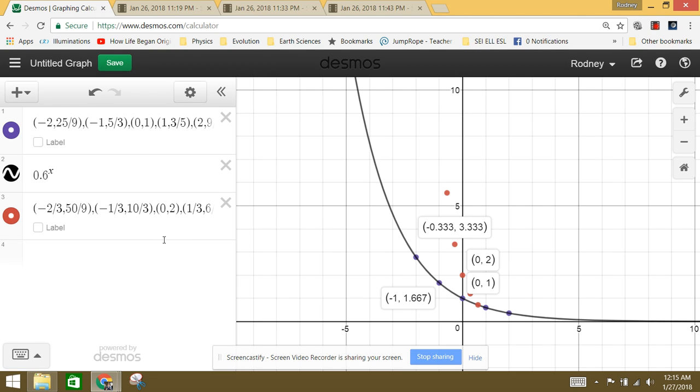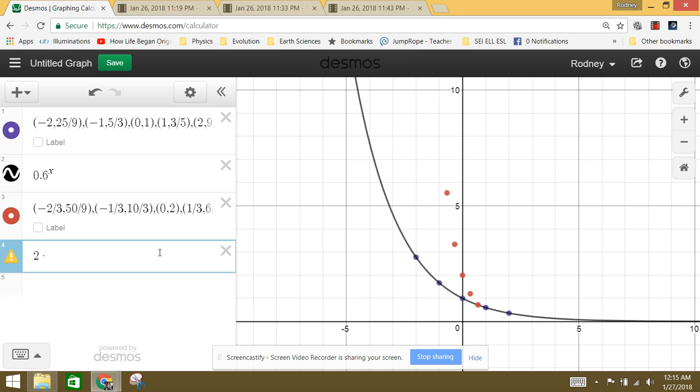So let's just confirm that I got this right. That's 2 times 0.6 to the 3x, and it works. And both of these are swooping down and to the right.